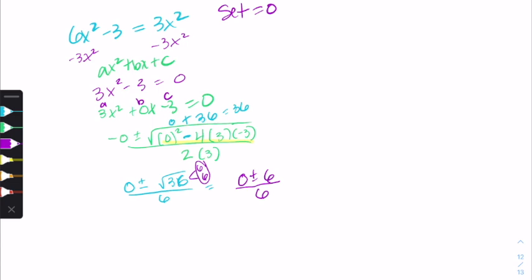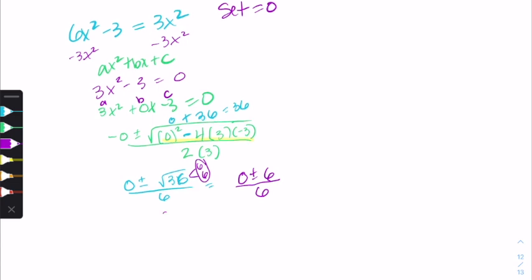Remember, this really represents two different answers. You could have 0 plus 6 over 6 and 0 minus 6 over 6. So 0 plus 6 is 6 over 6, and 0 minus 6 is negative 6 over 6, so we get 1 and negative 1 as our answers for x.